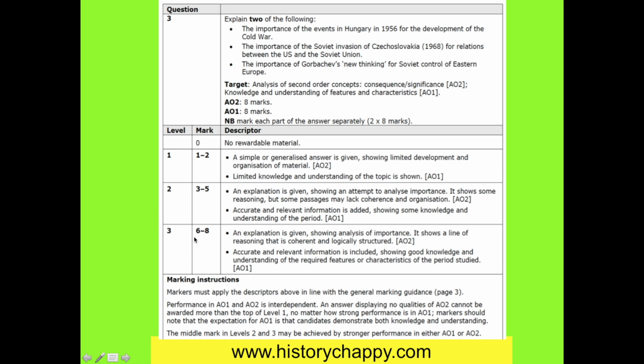To get to level 3 of the mark scheme, between 6 and 8 marks, for AO1 we need accurate and relevant information showing good knowledge and understanding of the period. Furthermore, for AO2 you need to show analysis of importance. It shows a line of reasoning that is coherent and logically structured. Each part of this answer is marked separately, so each bit is separate in the mark scheme.